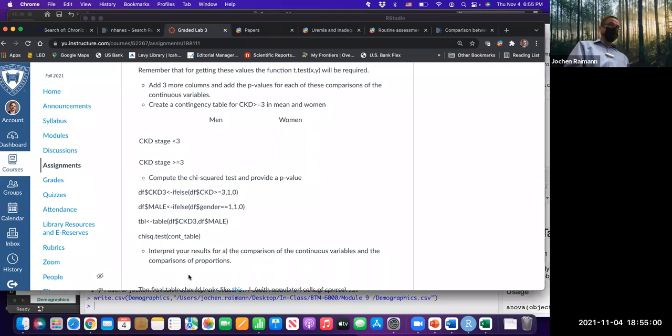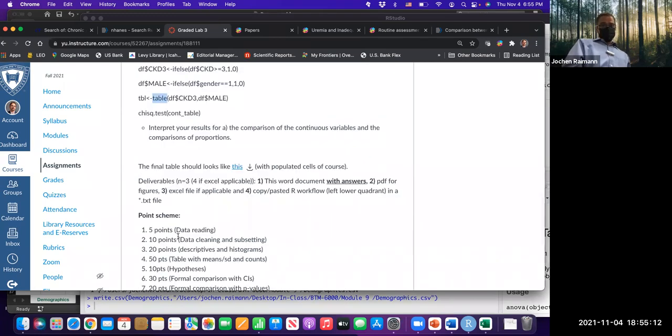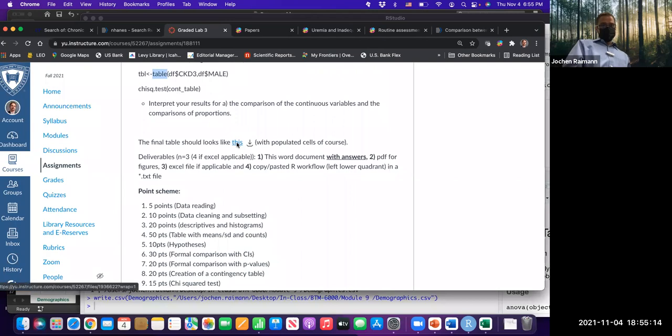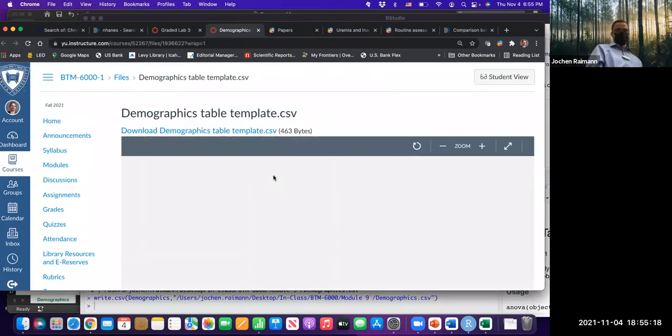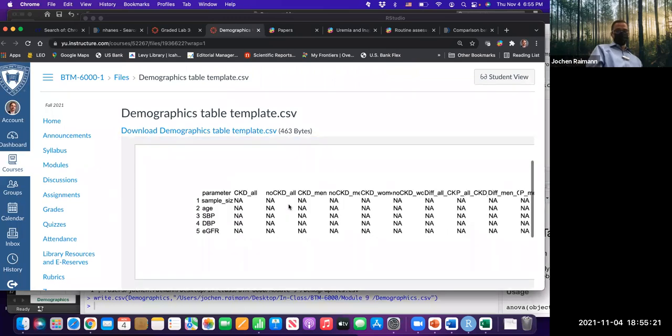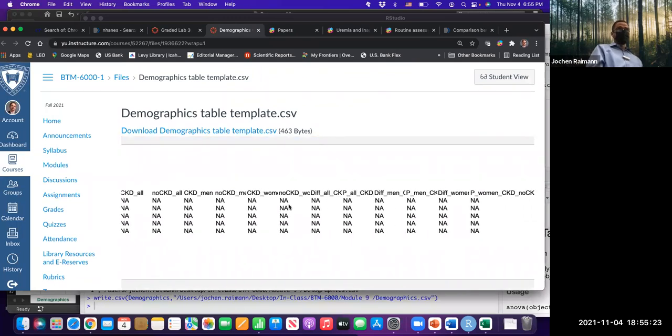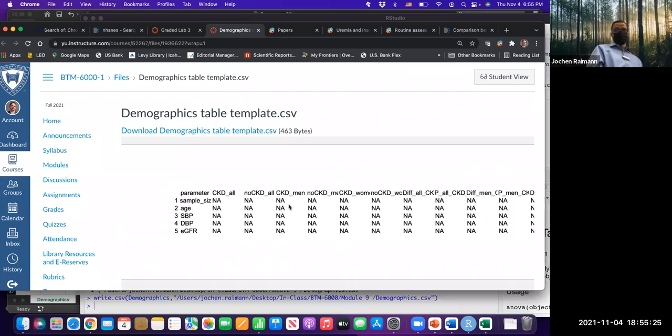So I'm giving you that code, but you don't need to develop that code by yourself. So you can quantify this. You get a table, and with the table, you can do the chi-square test. The final table should look like this. This is how the demographics table template should look. So this is going to be annoying to do, but again, you're going to be settled after that one.